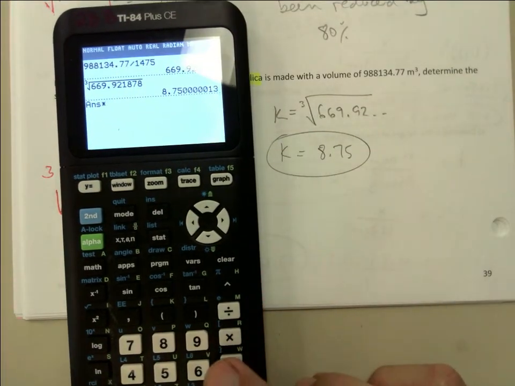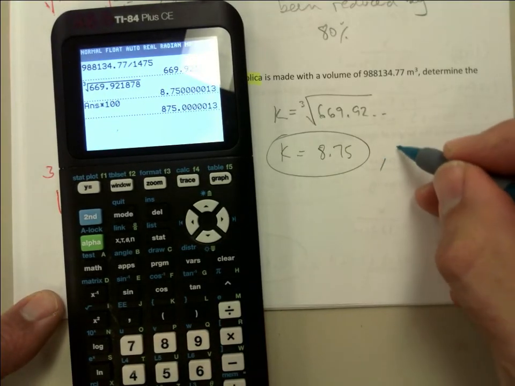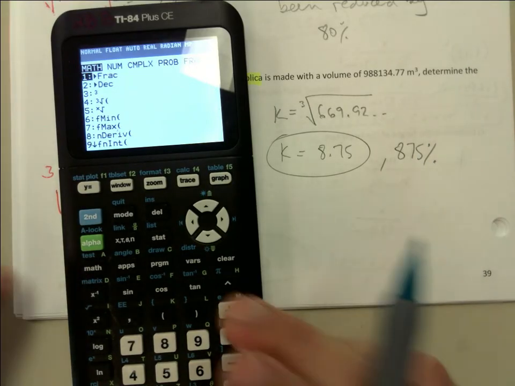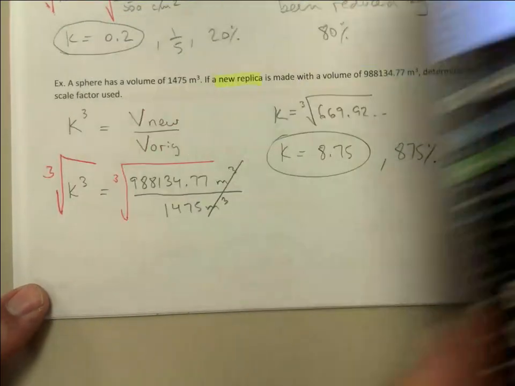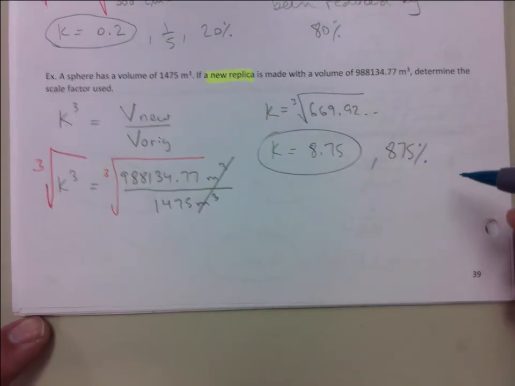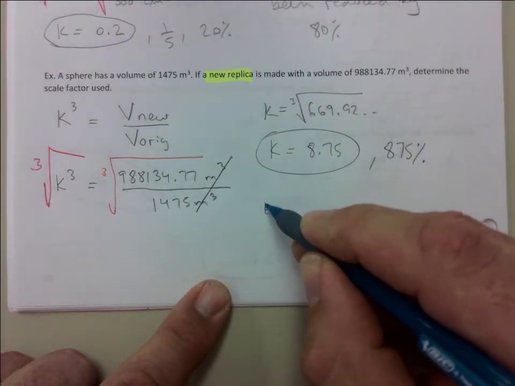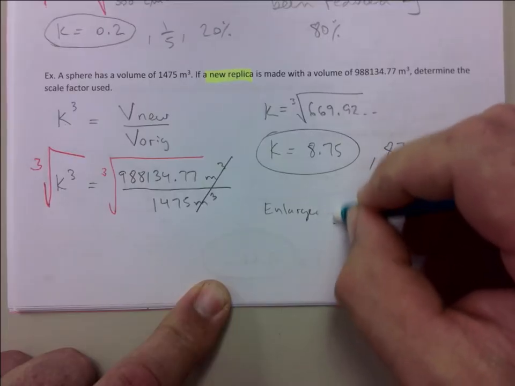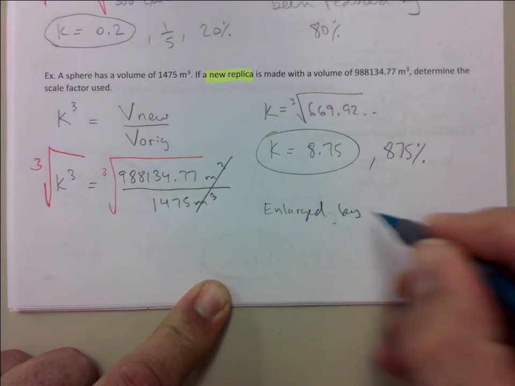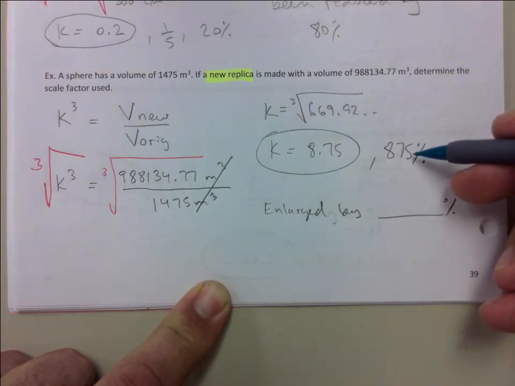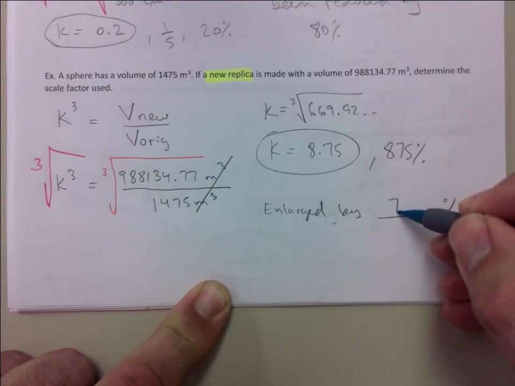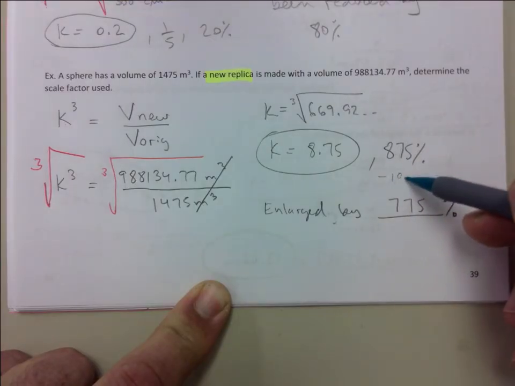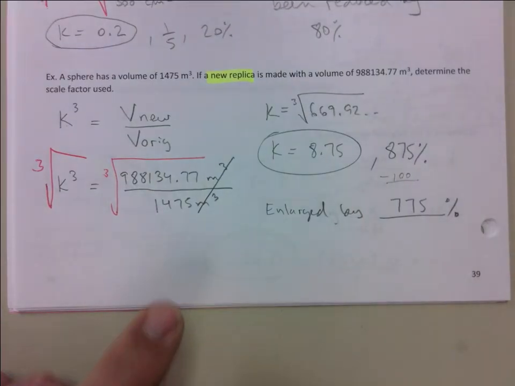What would this be as a percentage? You'd multiply that by 100. It's 875%. Okay. Can I do a fraction? Probably not, because it's a whole number. It'd be a mixed fraction. Those ones we don't really like too much. So there we go. Enlarged by what percentage? Can we do mental math? 775%, right? Because we always take away 100 in this case to get the 775.